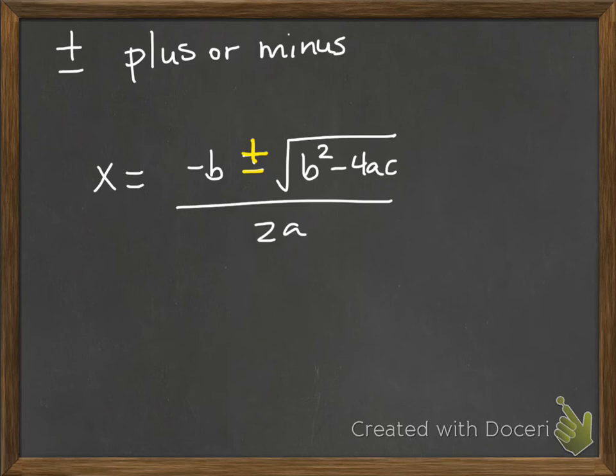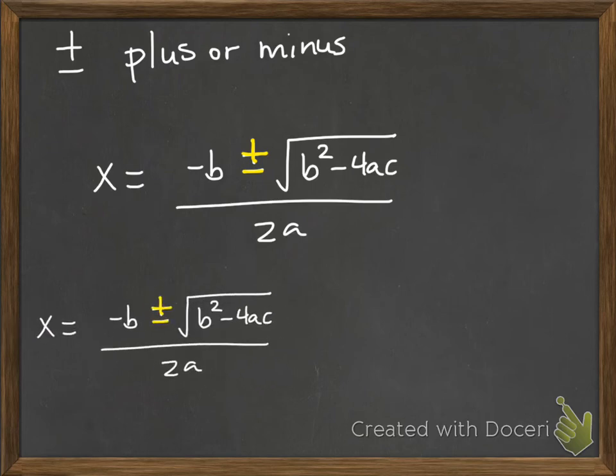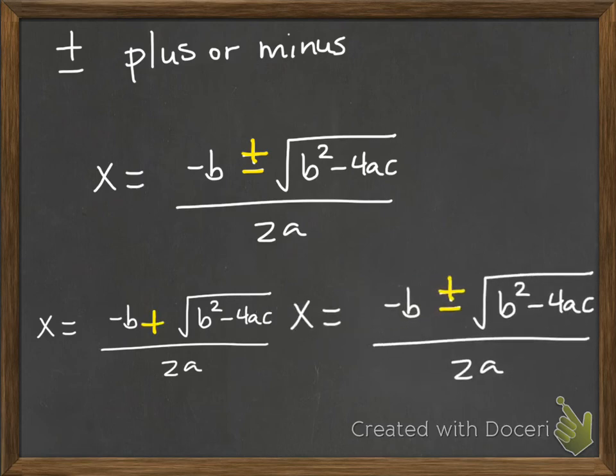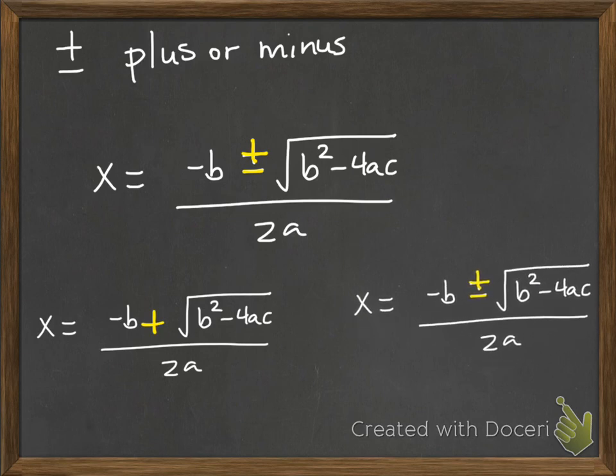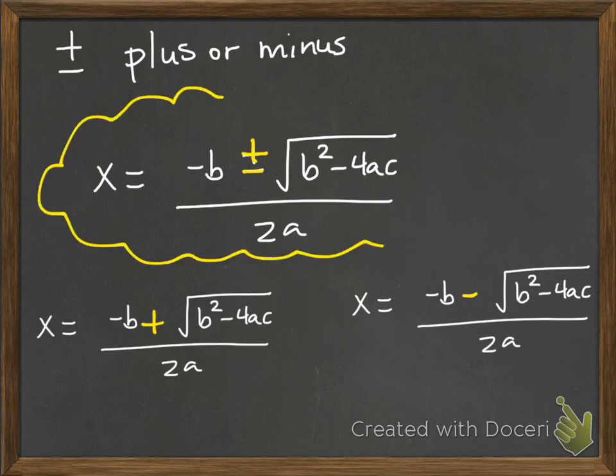So this is really, here, let me copy this over. This is really this one, and it's this one. Since we're solving quadratics, there are two possible solutions, and in this case, our possible solutions are found using plus and minus. So it would be the negative b plus all of this, or negative b minus all of that. This whole thing is really two equations put into one. So that's our plus or minus sign.